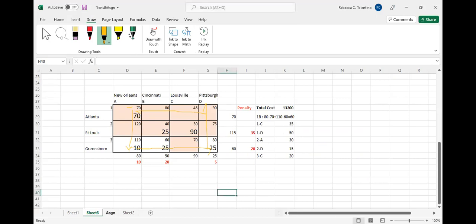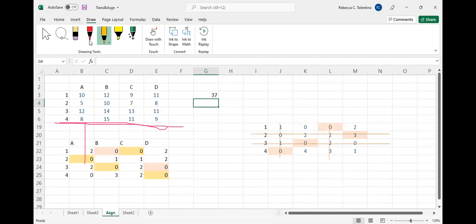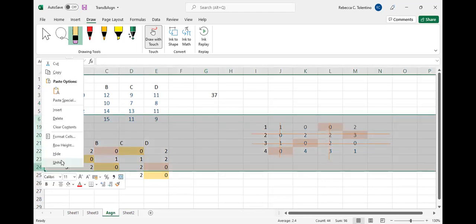Ito yung assignment natin. Teka, burahin ko lang din to. So, ito yung table 1. Kinuha muna yung lowest per row. Okay. So, 9. So, nag-minus tayo ng 9 dito. Bakit 0 to? Ah, hindi. Merong naka-hide na rows. Let me just unhide the rows.